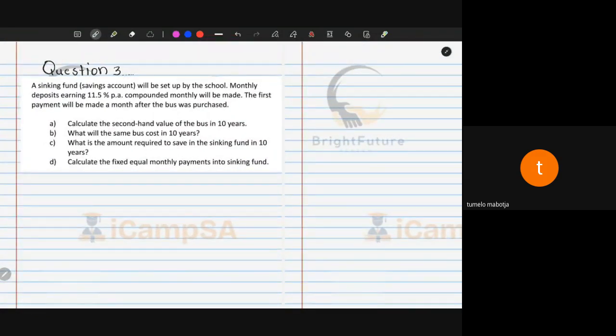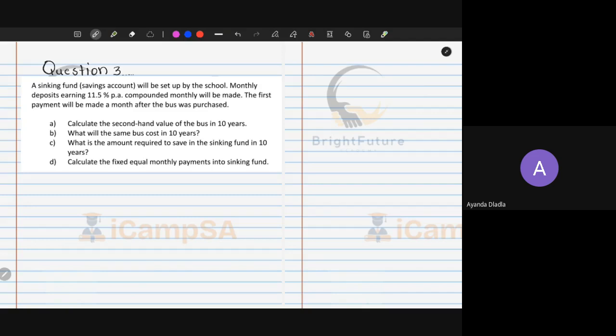A sinking fund savings account will be set up by the school. Monthly deposits earning 11.5% per annum compounded monthly will be made. The first payment will be made a month after the bus was purchased. A. Calculate the second-hand value of the bus in 10 years.